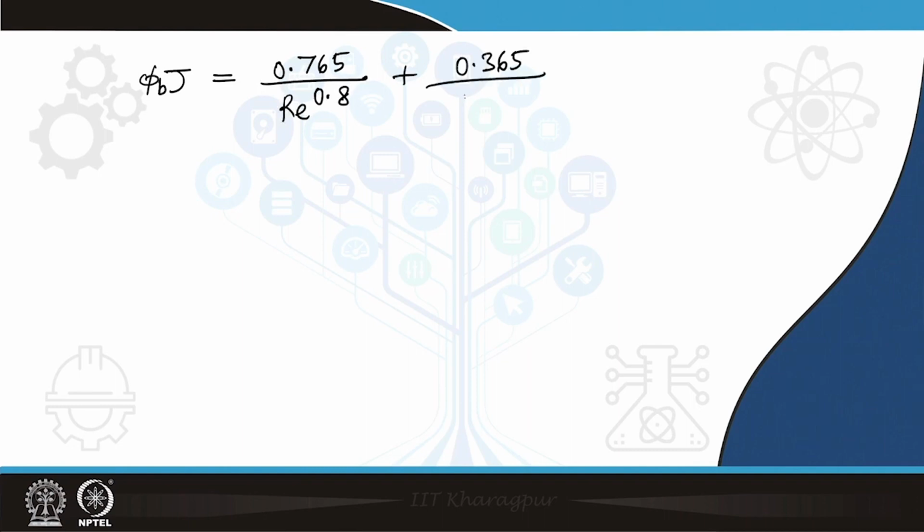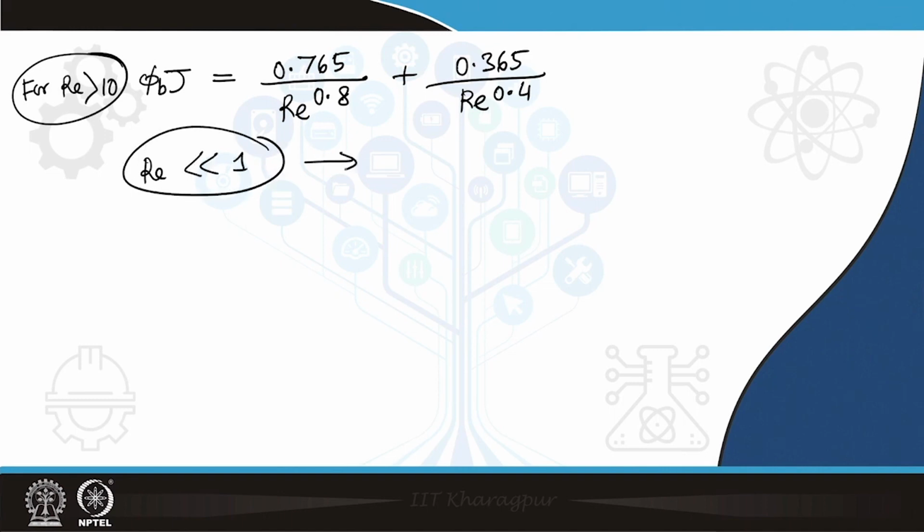There are some Colburn charts also available which you can also refer to. So, this is for the case of Reynolds number greater than 10. For very low flow systems, where Reynolds number is much less than 1, it is very reasonable to approximate the Sherwood number as 2, because that is the lowest Sherwood number that is possible for flow past a sphere.